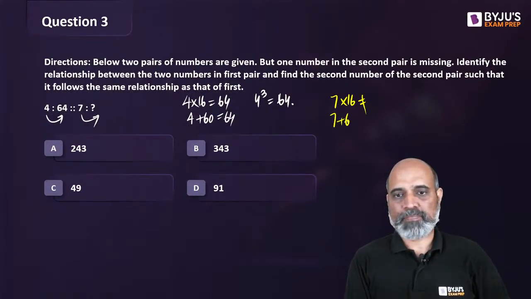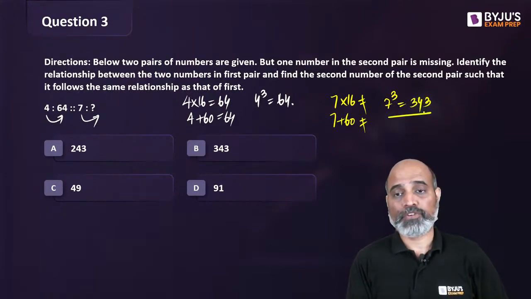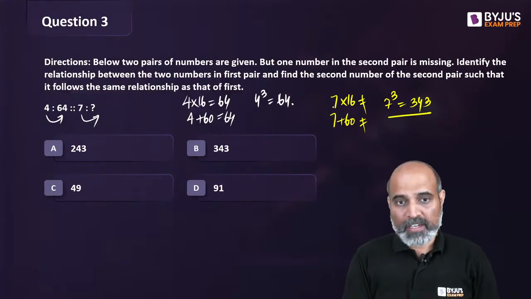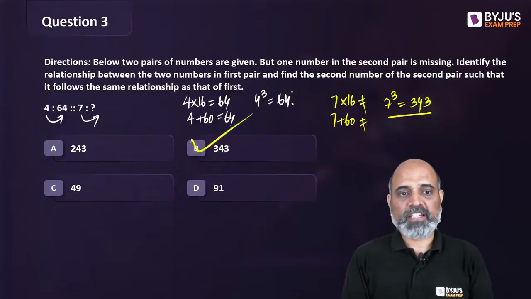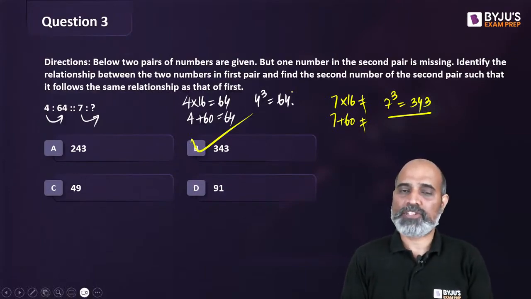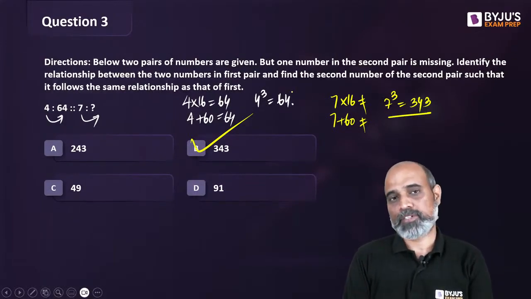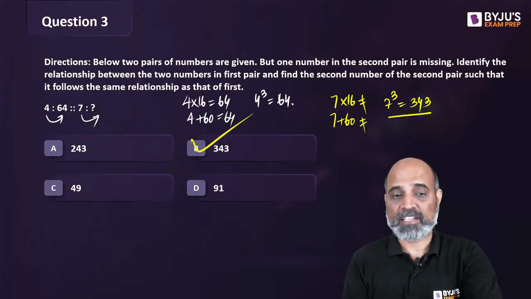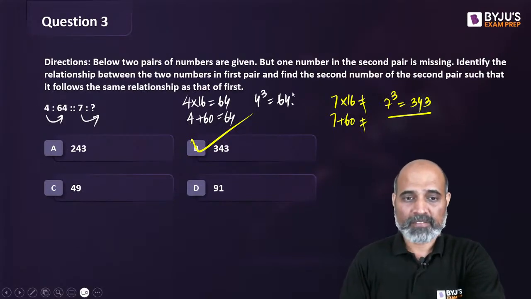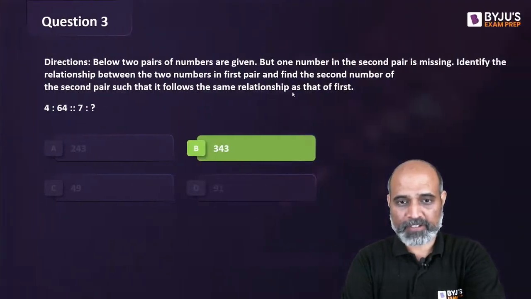Next is 7 plus 60, 76. That is not in the option. Next one is 7 cube is 343, not 243. ठीक है? 243 is 3 to the power 5. So 343 is there in the option. So the relation is about cubing the first number to get the second number. Right? 343. Very good, everyone.